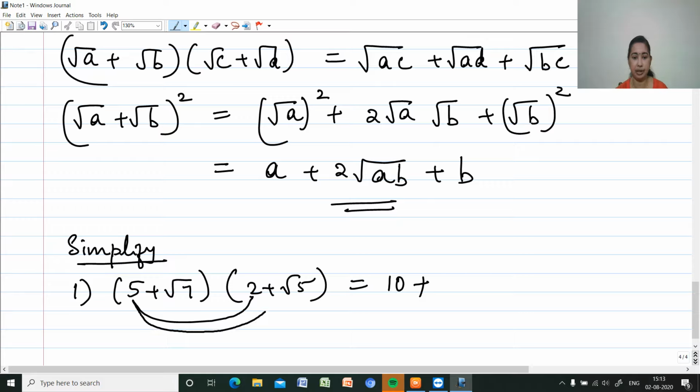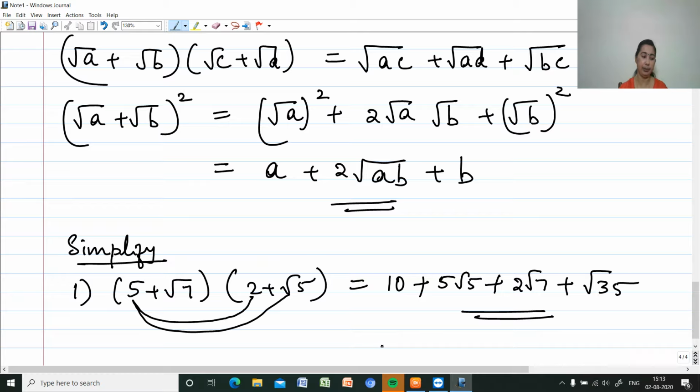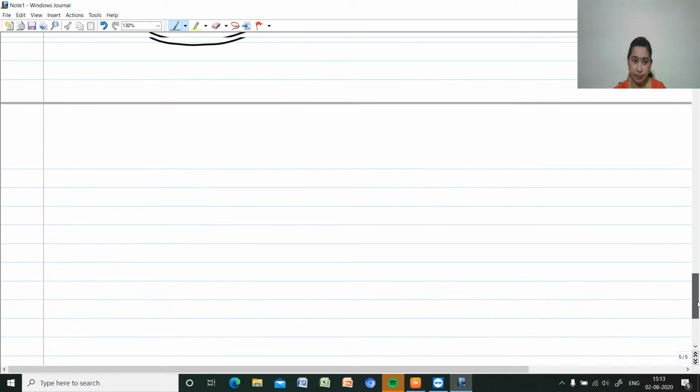Then 5 with the last number, that is 5√5, plus √7 into 2, 2√7, and √7 into √5, that is √35. We can't simplify this, so we can keep it over there. Then one more example I'll show you from this part.